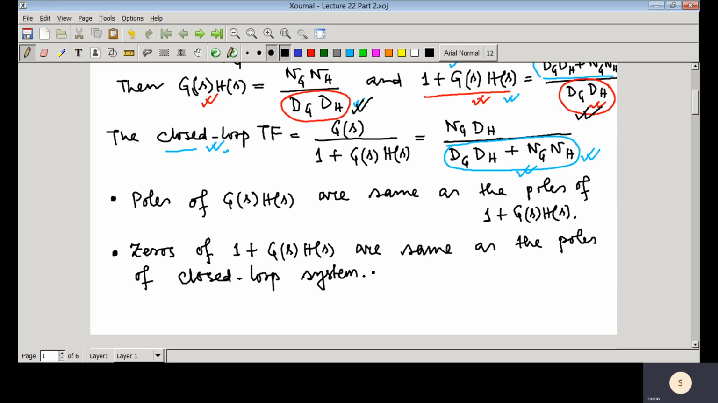So that means we all know whether the closed loop system would be stable or not. The closed loop system is stable when all the poles of the closed loop transfer function are in the open left half of the S-plane. This can be described in terms of the zeros of 1 plus G(s)H(s), because zeros of 1 plus G(s)H(s) are the same as the poles of the closed loop system.